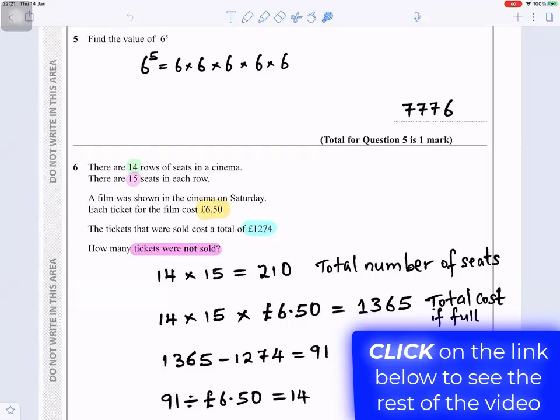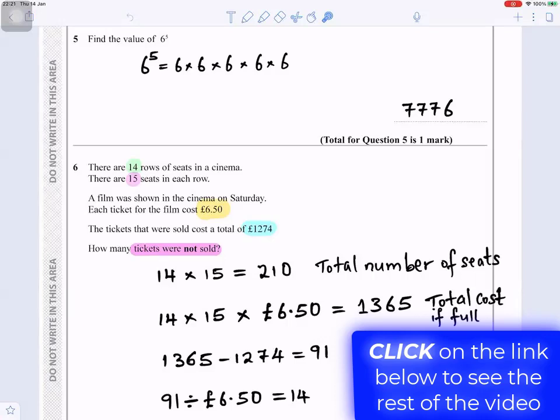Question number 6. There are 14 rows of seats in a cinema. There are 15 seats in each row. A film was shown in the cinema on Saturday. Each ticket for the film cost £6.50. The tickets that were sold cost a total of £1,274. How many tickets were sold?